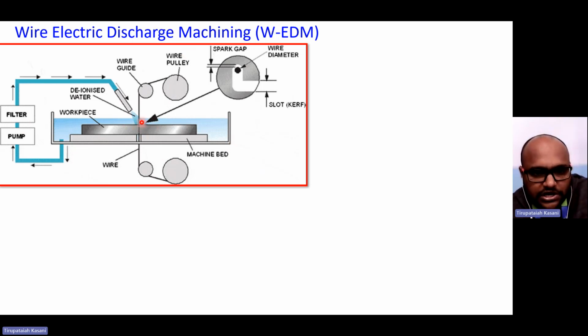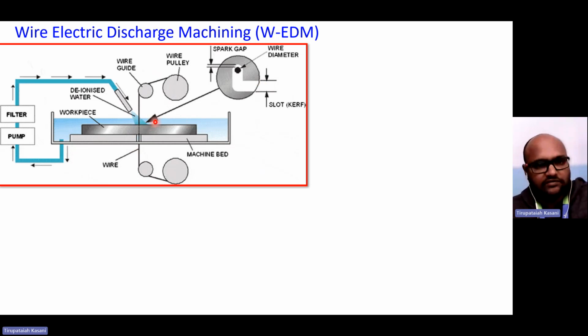If you observe the machining zone in an enlarged manner, this is the spark gap. This is the wire diameter, the top view. If you cut the wire like this and see from the top side, it looks like this. This is the gap between the workpiece and the wire. In this gap, the spark and the plasma, whatever phenomena we discussed already, all the process happens in this spark gap only. This is the slot or the curve that is cut in the workpiece.